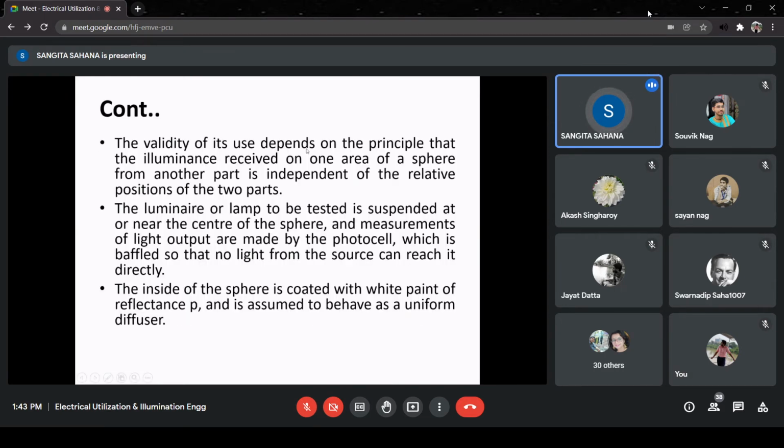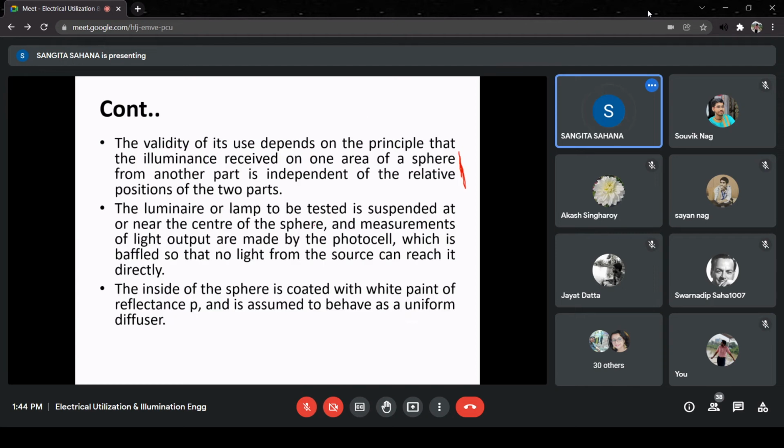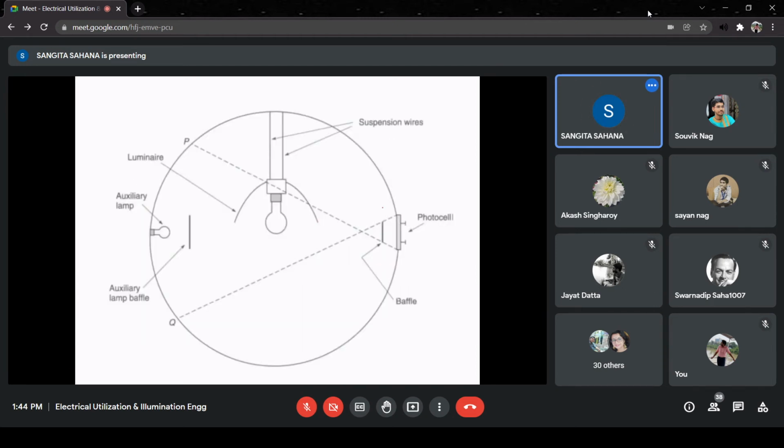So the validity of the use depends on the principle that illuminance received on one area of a sphere from another part is independent of the relative position of the two parts. That means whatever light this photocell will receive, it is independent of the position of the emitter part. That means whether the photocell receives the light from this part or from this part or from this part of the sphere, all will be equal. We will see that now.